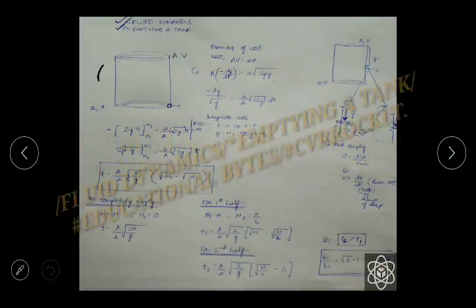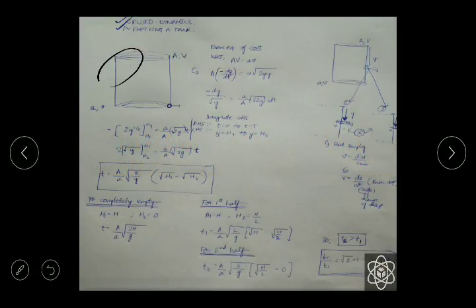As you can see, we have a tank, or we can say a cylinder-like object. In that, the upper lid area is capital A and the lower portion efflux or hole area is small a, and velocities are respectively capital V and small v. Now from the equation of continuity, we know that capital A times capital V is equal to a times small v.